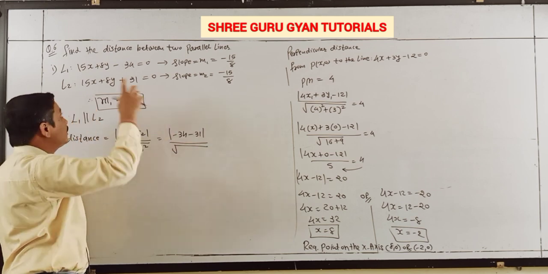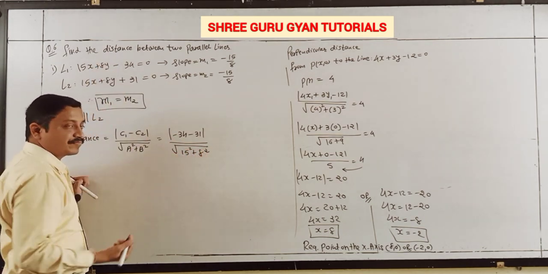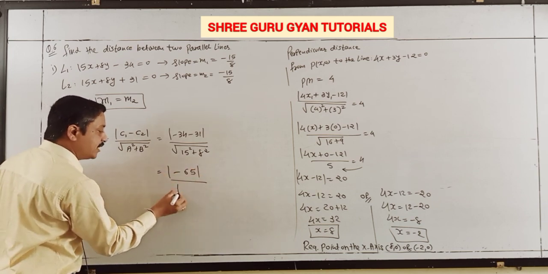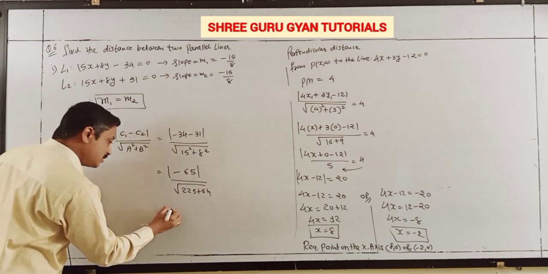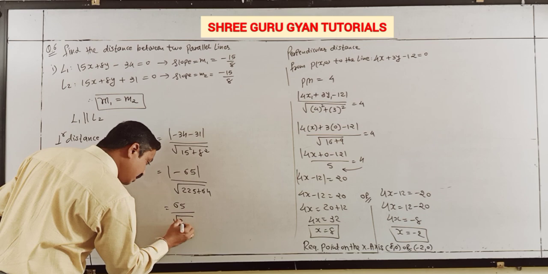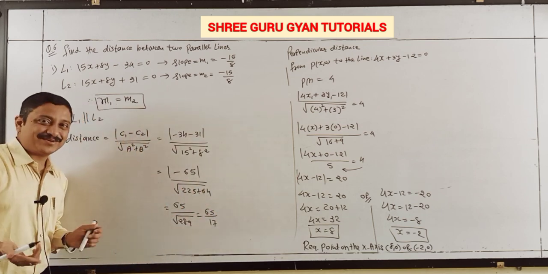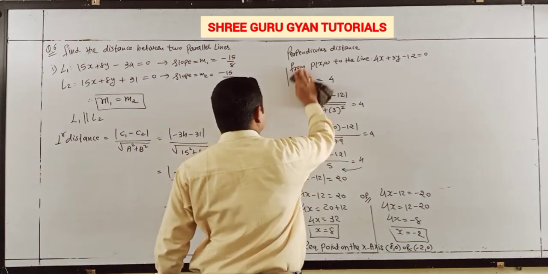And a square, b square? 15 and 8. 15 square, 8 square. So minus 34 minus 31 is minus 65, by under root 15 square is 225, 8 square is 64. So 65 by 289, that becomes 17. 17 square. Now easily students, the first question is done here.